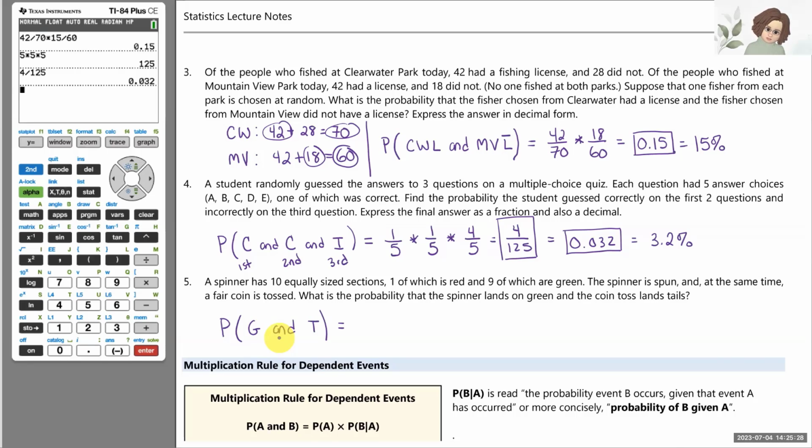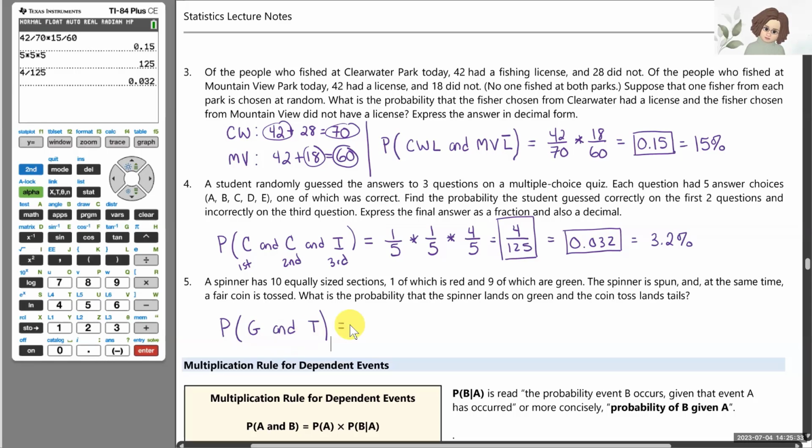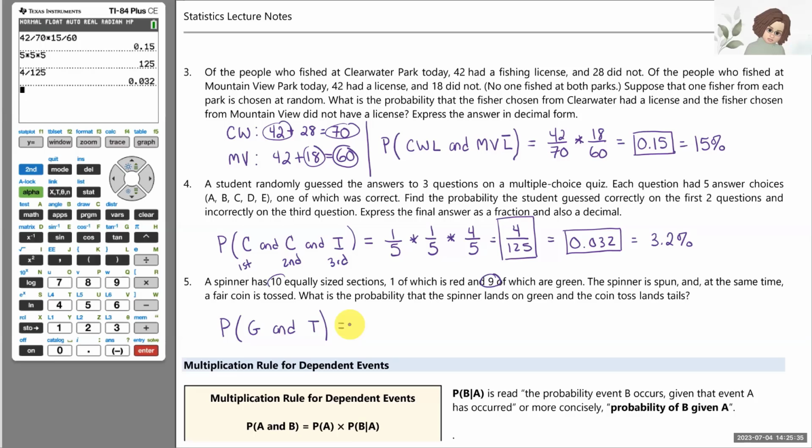All right, so we just do one at a time here. We'll start with getting green on the spinner. So 9 regions out of the 10 are green. So a 9 in 10 chance there, times the probability of coin toss lands tail. So the coin has 2 sides. One is a tail. So 1 out of 2.